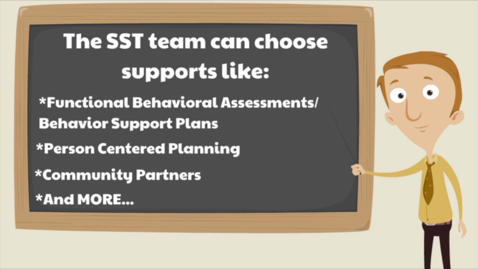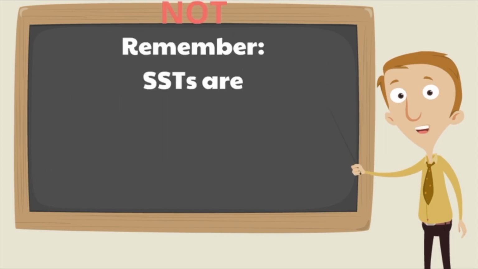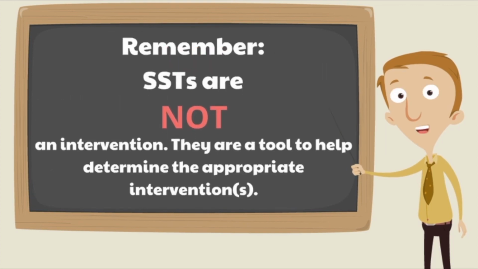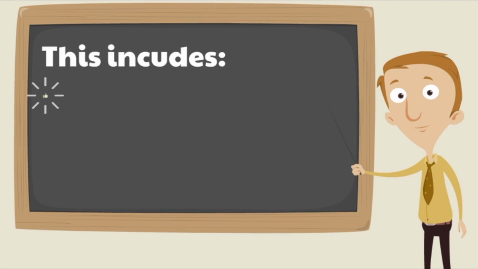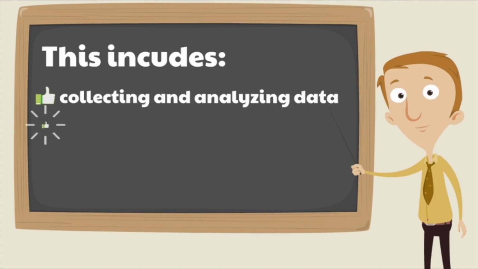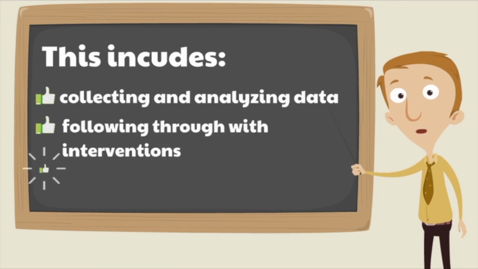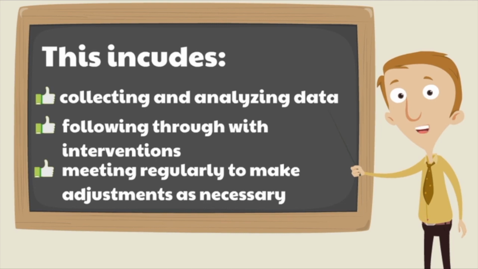Teams can choose supports like functional behavior assessments, person-centered planning, the usage of community partners, and more. It's important to remember that SSTs are not an intervention. They are simply a tool to help determine the appropriate interventions for each student. SSTs need to be done to fidelity in order to have an effective Tier 3. And this includes collecting and analyzing data, following through with the interventions, and meeting regularly to make adjustments as necessary.